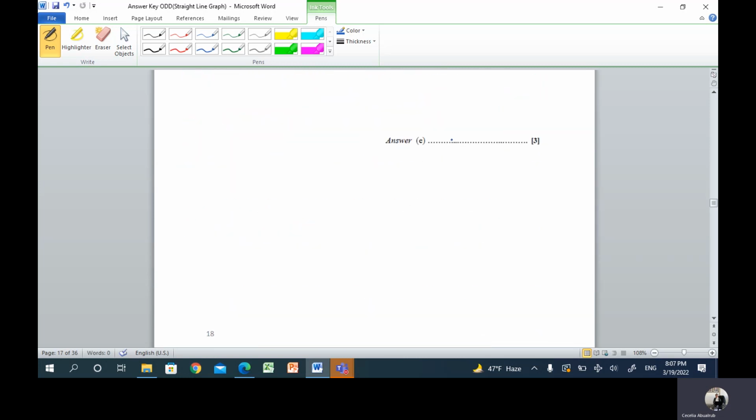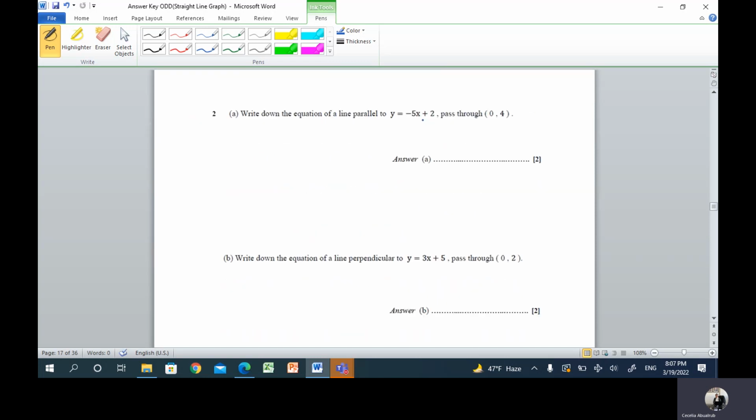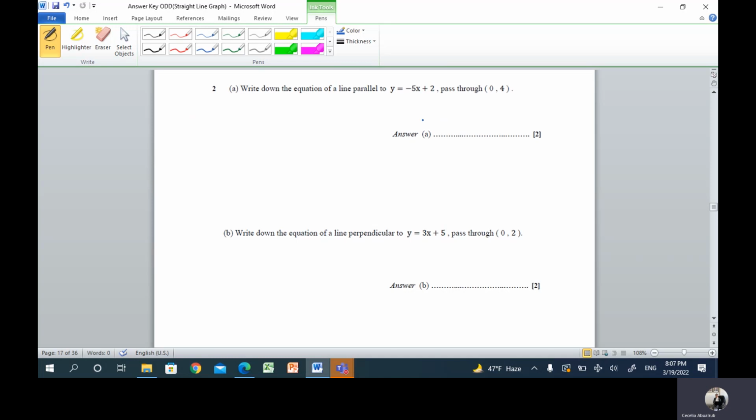Okay, so now let's move to page 19. Page 19, perfect. Write down the equation of the line that is parallel to negative y is equal to negative 5x and is passing through 0, 4. So the first line, which is negative 5x plus 2, m for this line is negative 5, c for this line is 2, the y-intercept is 0, c, which is 0, 2.